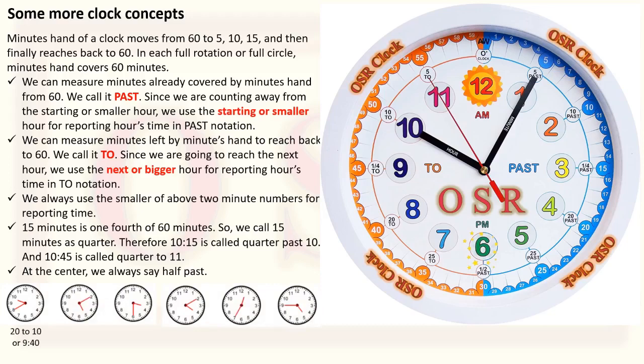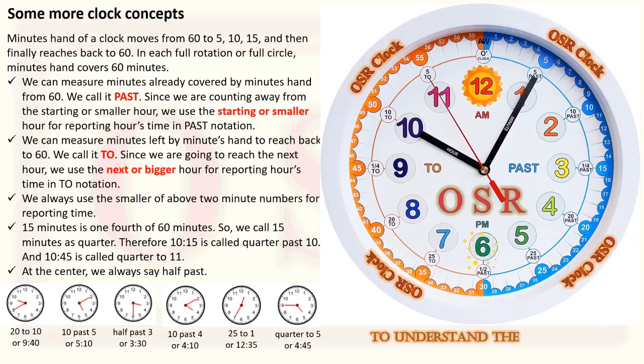So the first one is 20 to 10 or 9:40. Next is 10 past 5 or 5:10. Half past 3 or 3:30. This is 10 past 4 or 4:10. This is 25 to 1 or 12:35. And the last one is quarter to 5 or 4:45. To understand the concepts completely, please replay the video.